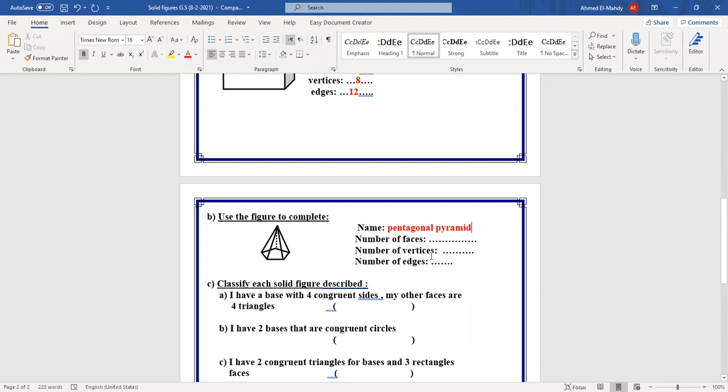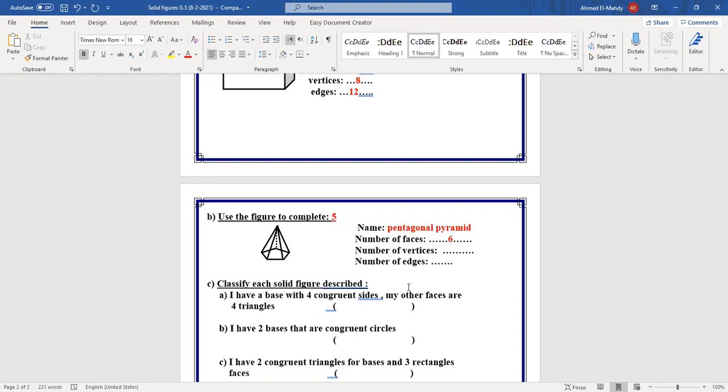Pentagon, how many sides? 5. Now, to find the number of faces, what will you do? I will add 1. 5 plus 1 equals 6. Thank you, Habiba.